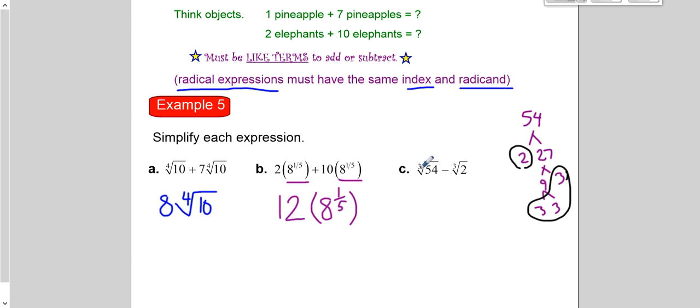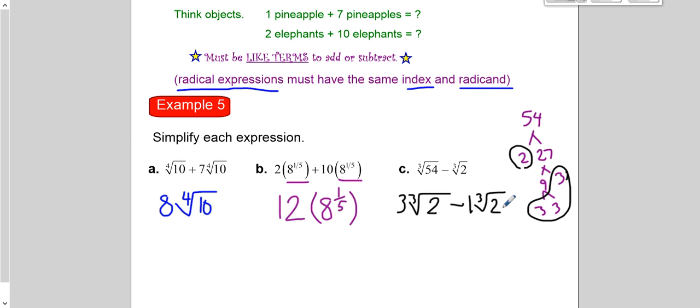And we're doing a cube root, so we're looking for sets of 3 to pop out. Oh, we had 3 3s, so we pop out a 3. And we only have 1 2, so the 2 stays in. 3 pops out, 2 stays in. What kind of root? A cube root. Make sure to write your index there. If you accidentally leave it off, it counts as a square root. So we have 3 cube root of 2 minus 1 cube root of 2.